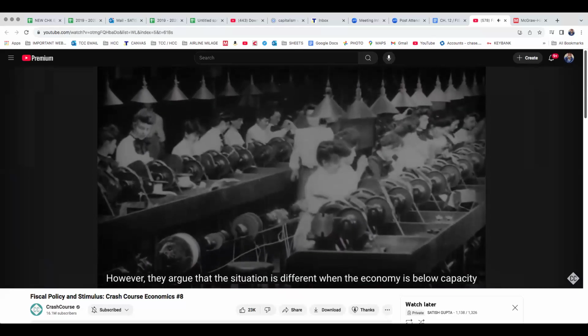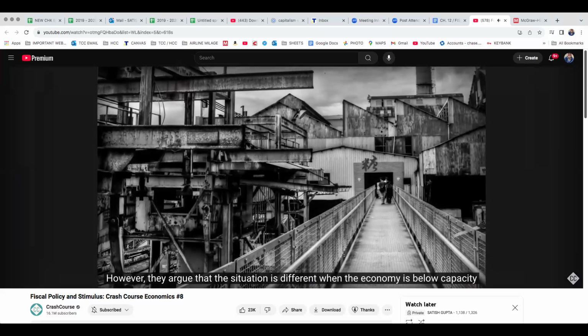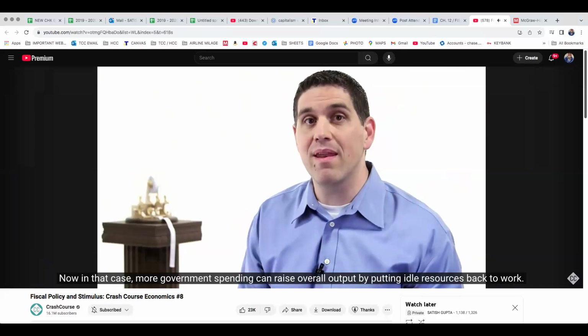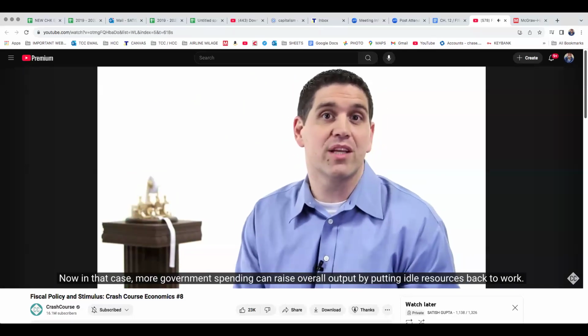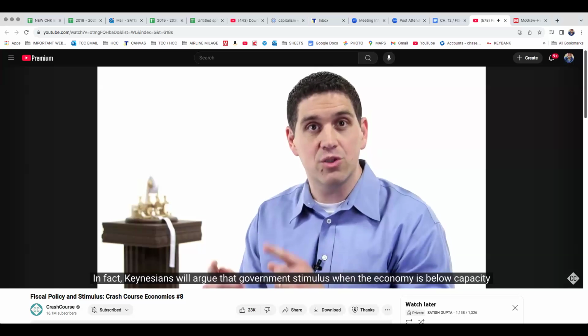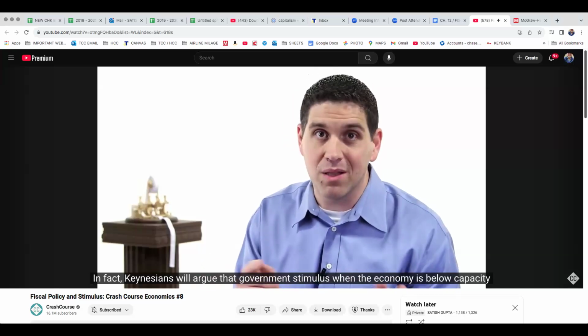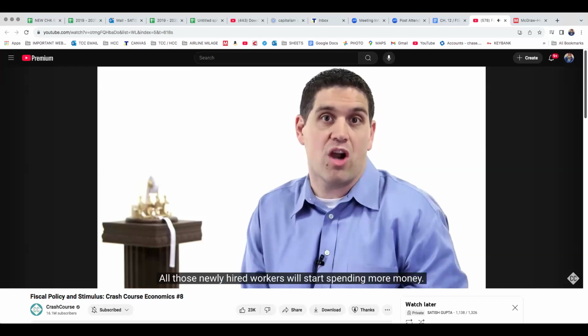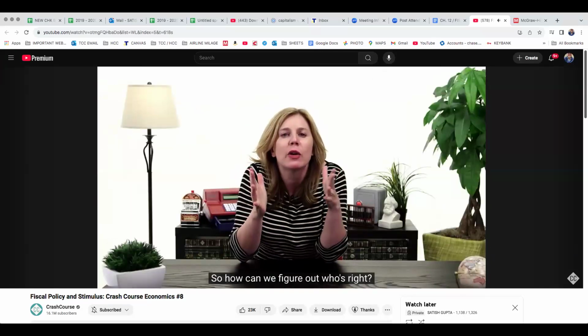However, they argue the situation is different when the economy is below capacity, with lots of unemployed workers and vacant factories. In that case, more government spending can raise overall output by putting idle resources back to work. In fact, Keynesians would argue that government stimulus when the economy is below capacity can actually raise private spending. All those newly hired workers will start spending more money. So how can we figure out who's right?